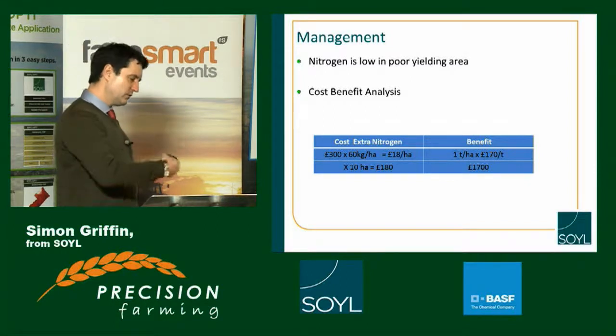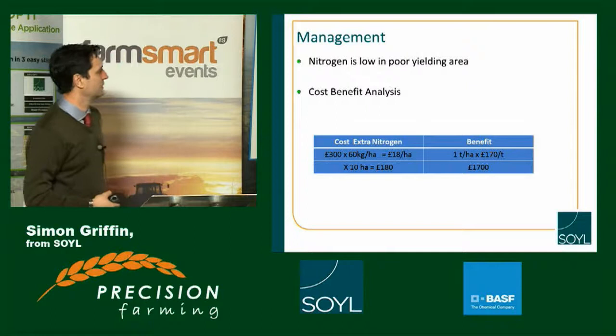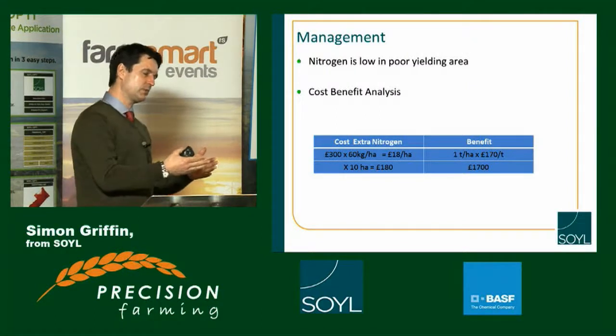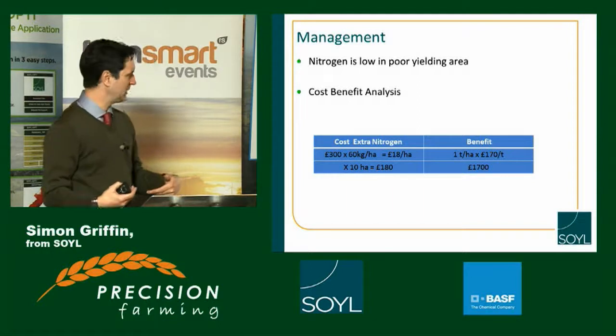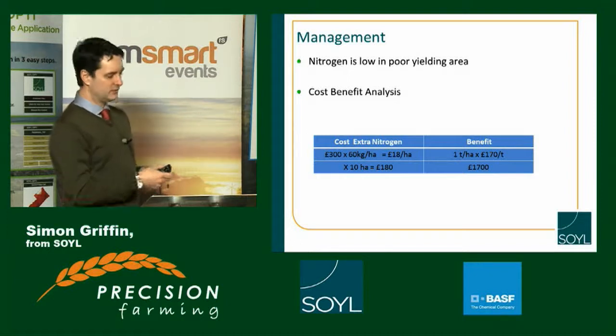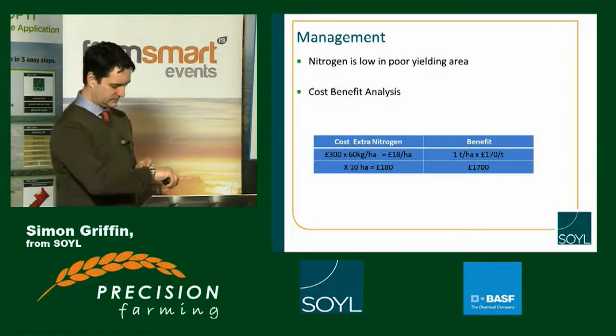Okay, so this quite simple calculation allows us to say, well, I've gone out there, and it's shown me exactly where the problem is. With my agronomic experience and skills, I've identified what the problem is, so I know what I need to do to put it right, and I can also do a very simple cost-benefit analysis.